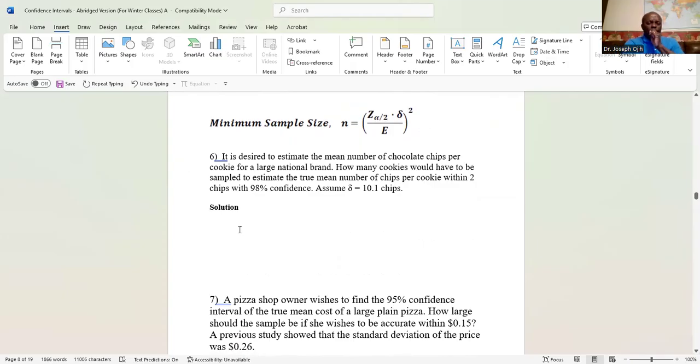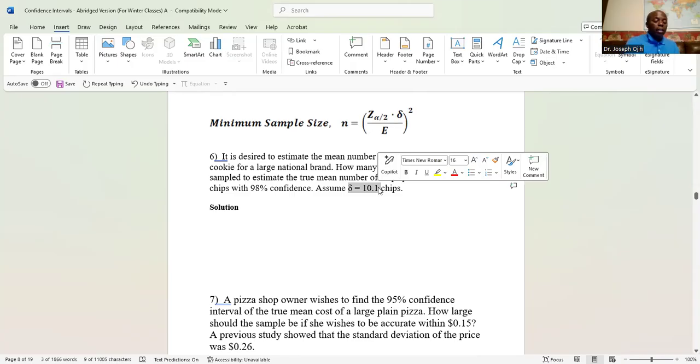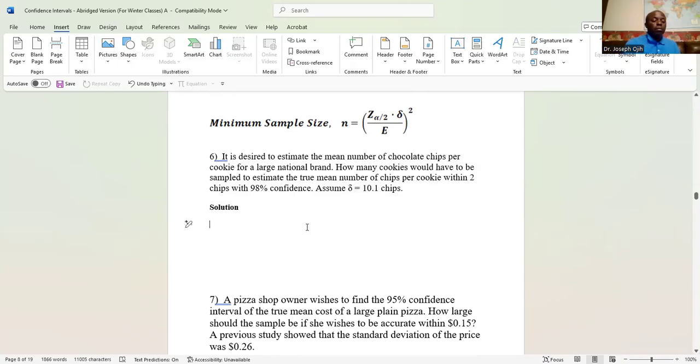It is desired to estimate the mean number of chocolate chips per cookie for a large national brand. How many cookies will have to be sampled to estimate the true mean number of chips per cookie within two chips with 98% confidence? Assume that the standard deviation is 10.1 chips. So the standard deviation is 10.1 chips.